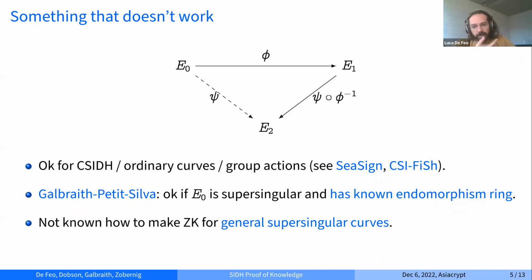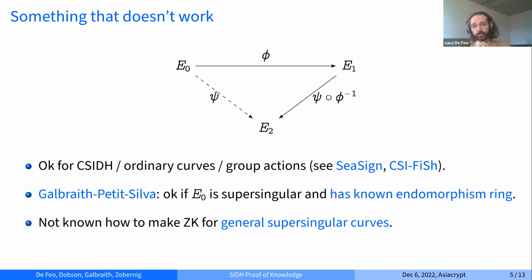Now, this sounds like a reasonable way to do things. It's very similar to the classic graph isomorphism proof sigma protocol. It also kind of works in some cases. It works for CSIDH, it works for ordinary curves, and more generally it works for the whole framework of cryptographic group actions. And this is how isogeny-based signature schemes based on CSIDH are made. You may know about CSI-FiSh. It even works for some supersingular curves. Now, CSIDH curves are supersingular curves, but they're not general, and we're looking for something that works in general. This is the catch.